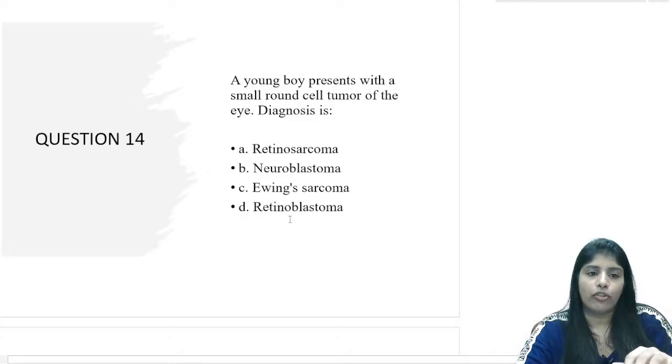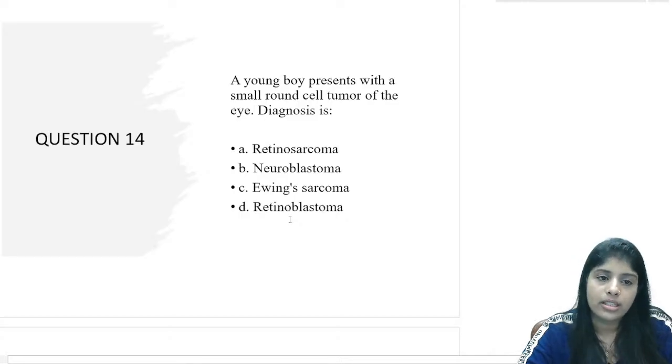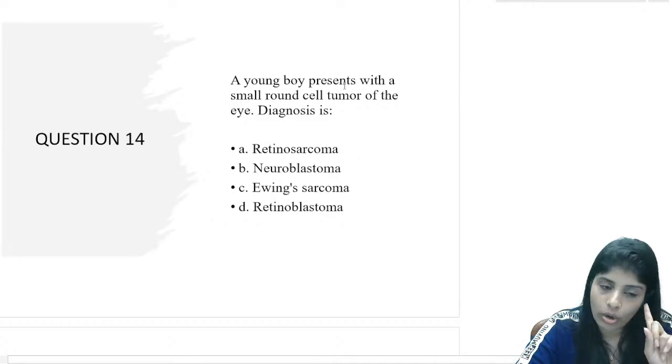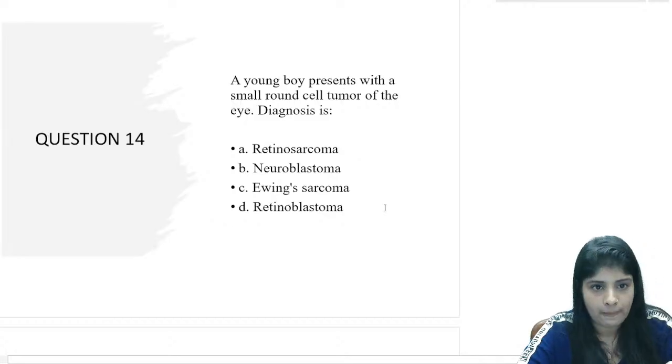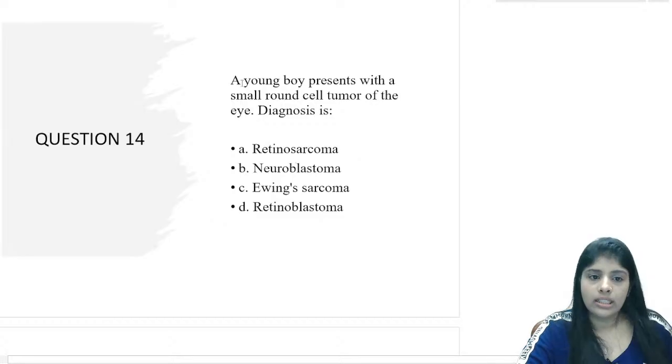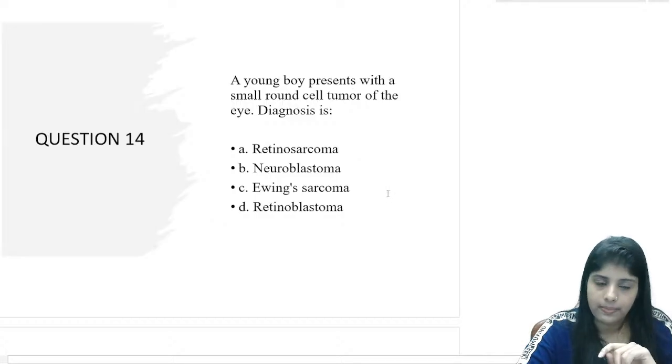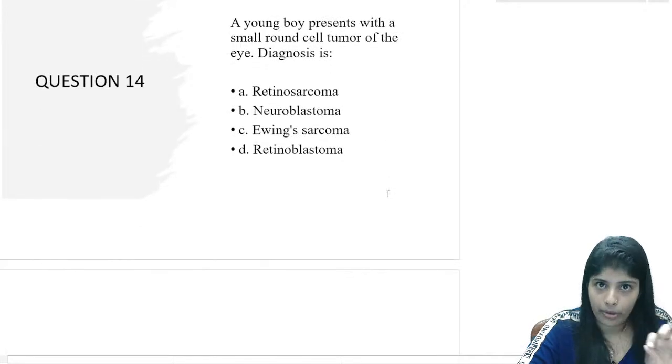And now question number 14. A young boy presents with a small round cell tumor of the eye. So please remember this. If you hear young and small round cell tumor, it is always retinoblastoma. Okay. Retinoblastoma is very common with children. So young and again what? Small round cell tumor, then it means retinoblastoma. Fine. Remember that. Just make a point in your notebook.